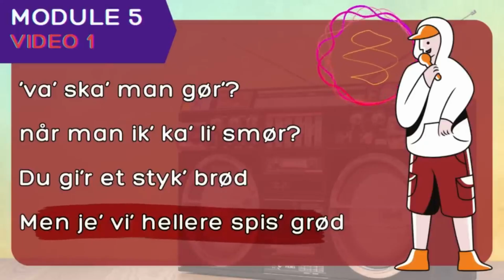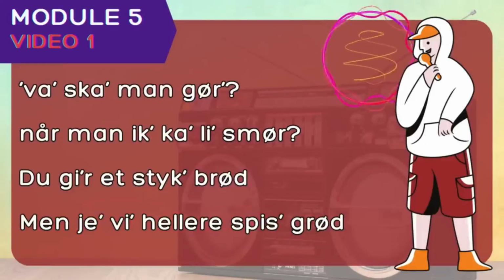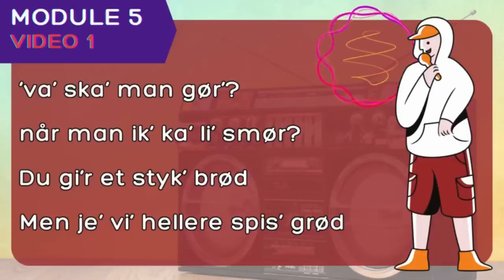The word jeg, super important. And the word vil, super important. Skal, can, and vil. You might remember that from an earlier class. So, jeg gets pronounced ja. Lose the G. Lose the E, I mean, there's nothing there really. It sounds like ja. Vil, lose the L, sounds like vi. Jeg vil. Men jeg vil hellere spise grød.